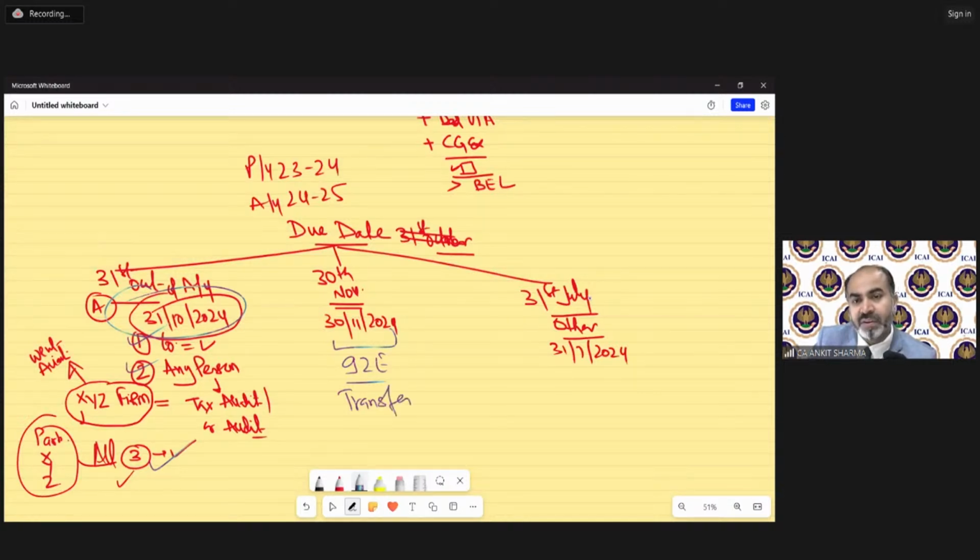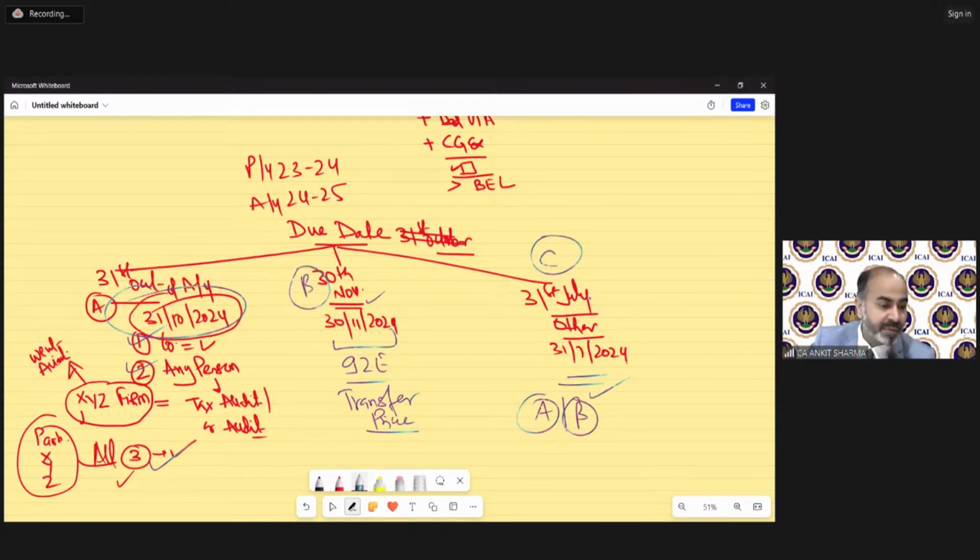So if the transfer pricing provision is applicable to you in certain conditions, then for those persons the return filing date will be 30th November 2024. And all other persons who do not fall in category A or category B, this is category B, for all those persons the date of filing will be 31st of July. That means all salaried persons, we can say. The date of filing is 31st of July.